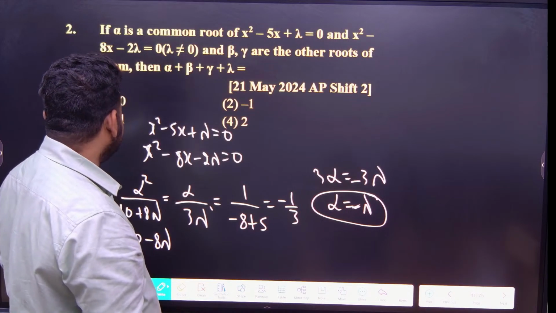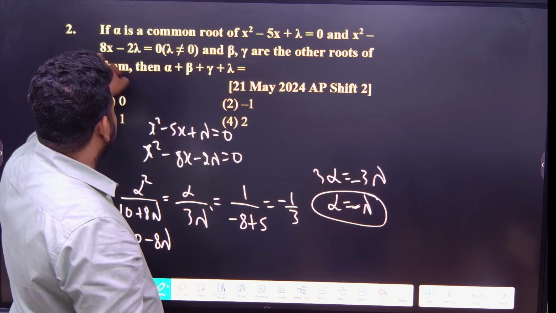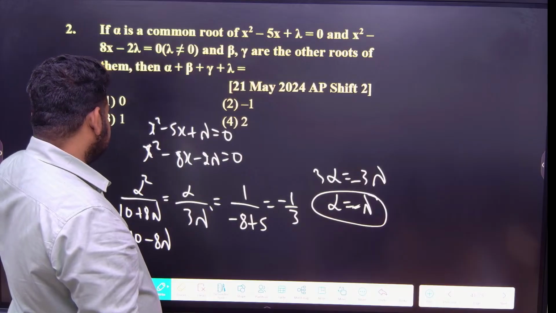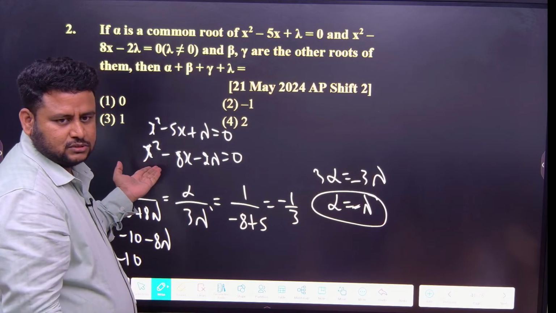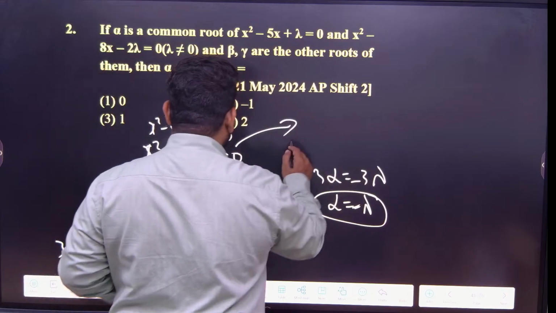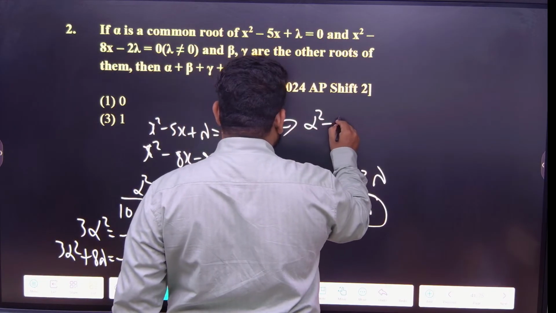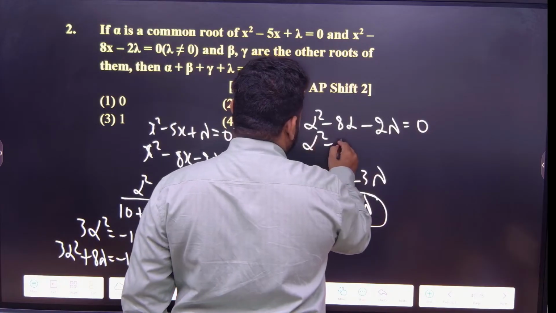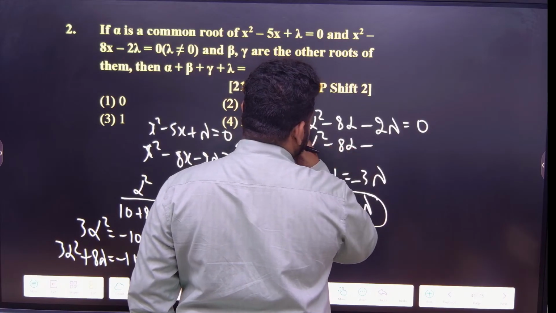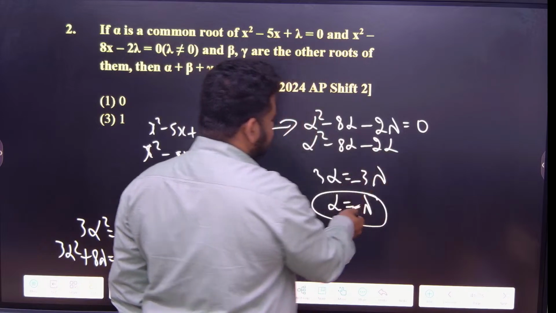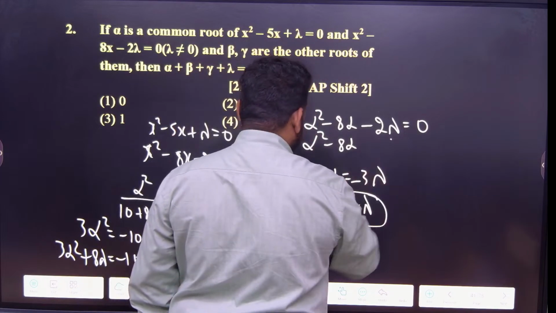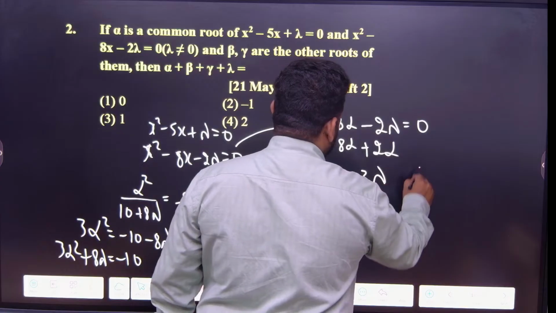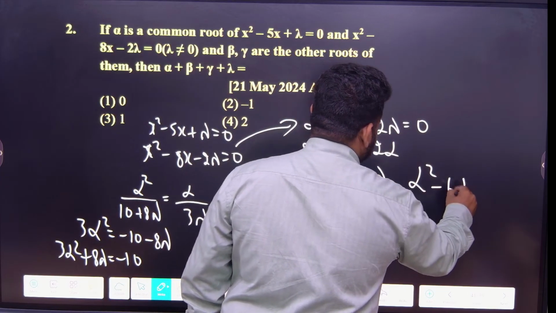Now we are having this. Now if you put the value of this one here, x square minus 8x minus 2 lambda. See, this equation I can write in terms of alpha also. Instead of x I can write alpha. So this will become alpha square minus 8 alpha minus 2 lambda. Because lambda is equal to minus alpha, right? Minus into minus will become plus. So this will become 2 alpha. So alpha square minus 6 alpha is equal to 0.